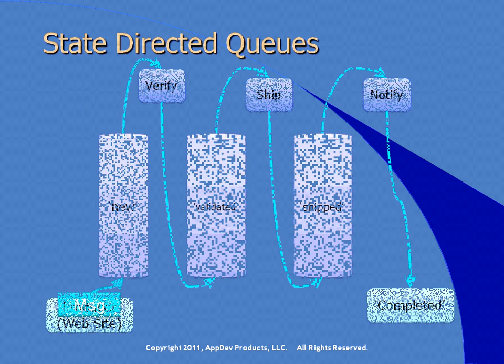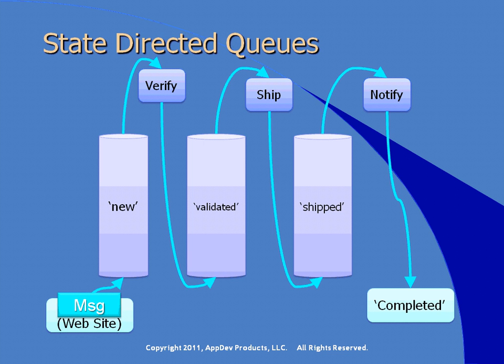However, we can do the same thing with multiple queues. Instead of having a single queue, we can break this up and have multiple queues. So our message goes from one queue to the other as the state of that message changes. So we're going from new to validated to ship to shipped to notify, and then once it's notified, it's completed. This is another example of taking a state-directed queue and using multiple queues instead of one queue to process a single message. So with that information, let's do a demo about how to work with queues.